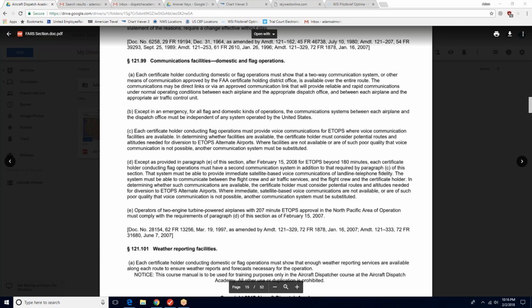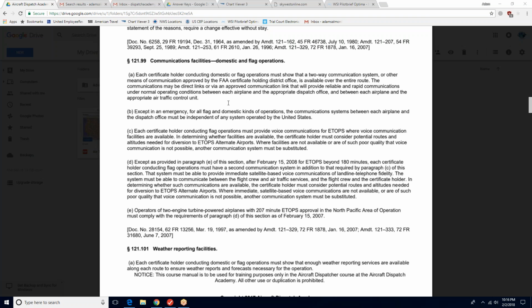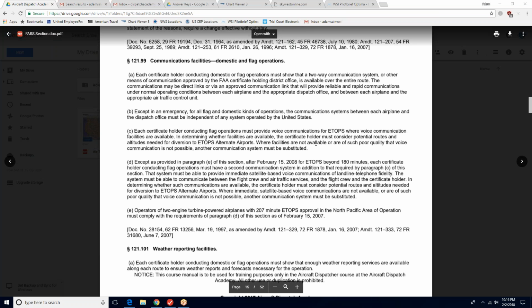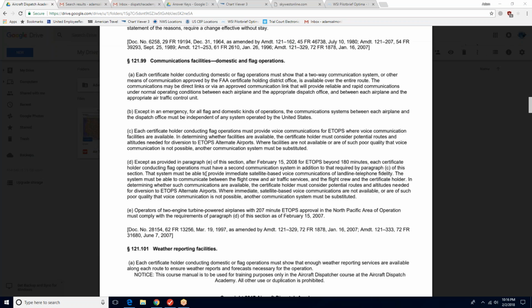So let's see here. This is what the FAR is saying as far as the reliable and rapid communications that we need to have. It goes on to talk about international flights, ETOPS flights, and things like that, and what you have to have when you're flying over the ocean. We're not going to get into that. It's part of it, but just to give you guys an example.